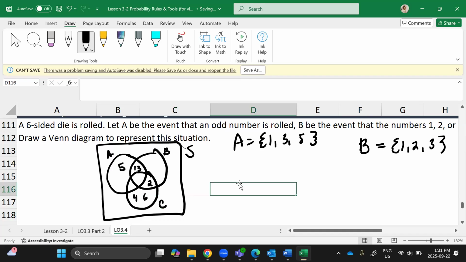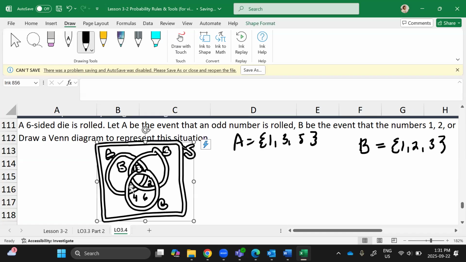So having this Venn diagram can help you with probabilities, because if you say something like, what's the probability that you're in B and C? There's only one number, 2, that's in both. Or what about being in A and B? There's 1 and 3 that are both A and B. What about A and C? There's nothing that's in both A and C.